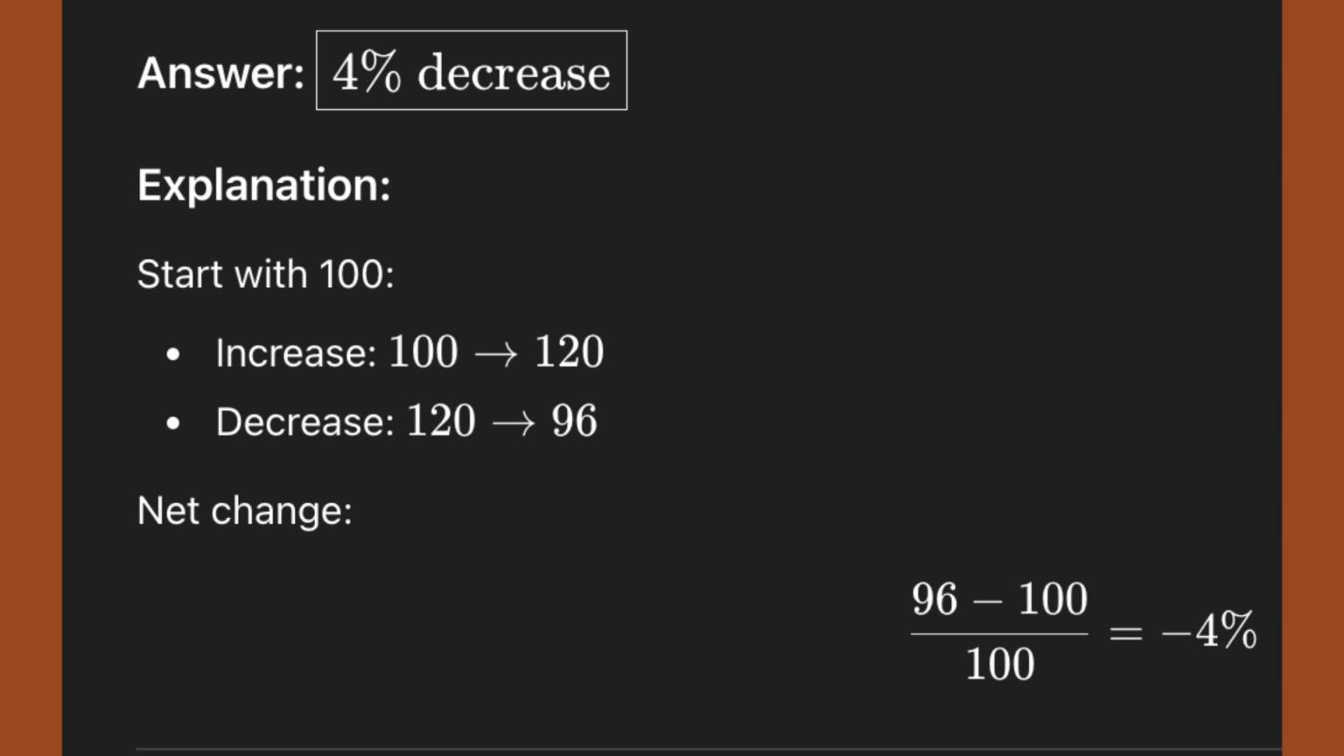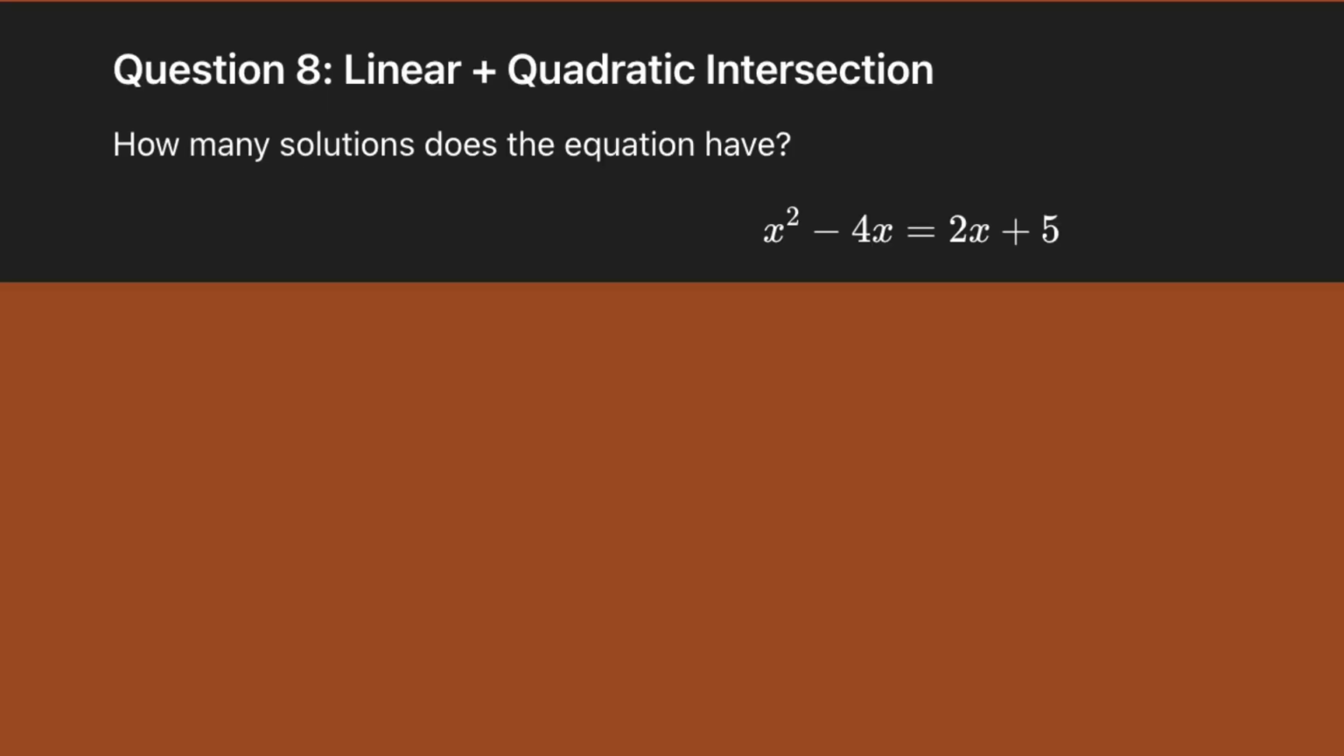First, you start with 100. Increase 100 by 20% to get 120. Decrease 120 by 20% and it is 96. The net change is basically 96 minus 100, over 100, and then you get negative 4%, which is a 4% decrease.